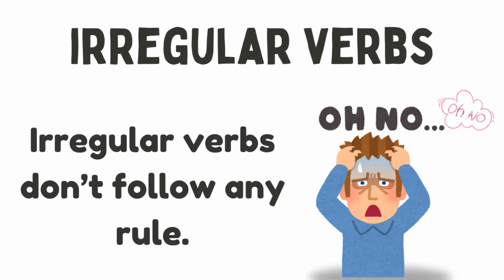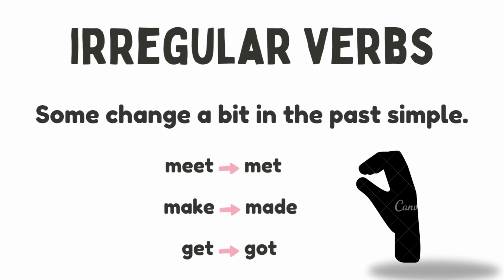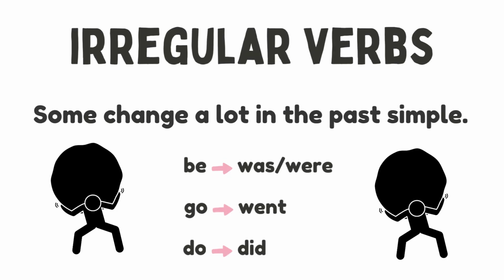And of course, in English, there's always going to be irregulars. So the irregular verbs, they don't follow any rule. You just have to memorize them. Some irregular verbs change just a little bit in the simple past. For example, meet becomes met, make becomes made, get becomes got. Some irregulars change a lot in the simple past. So be becomes was or were, go becomes went, do becomes did.